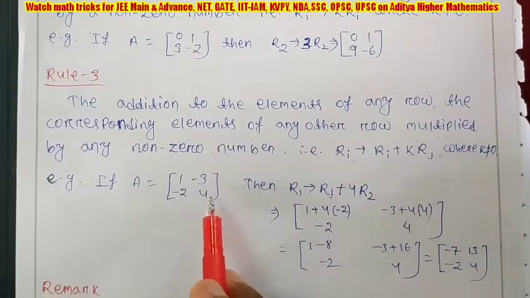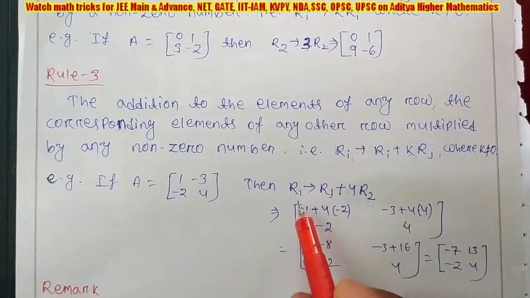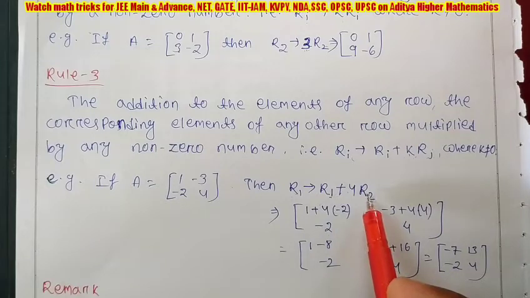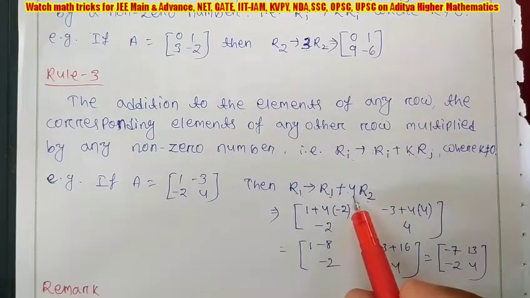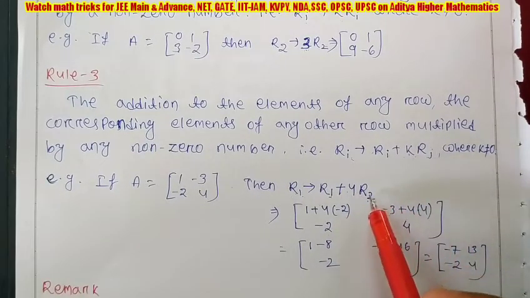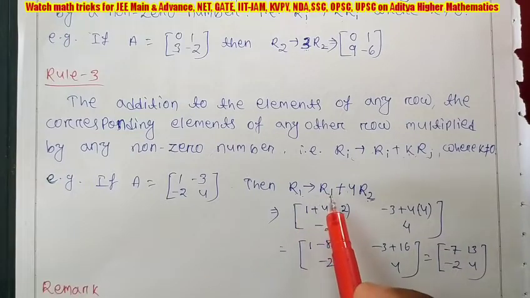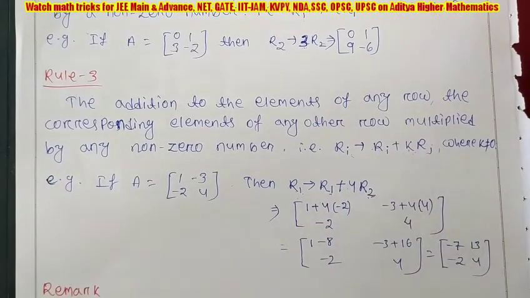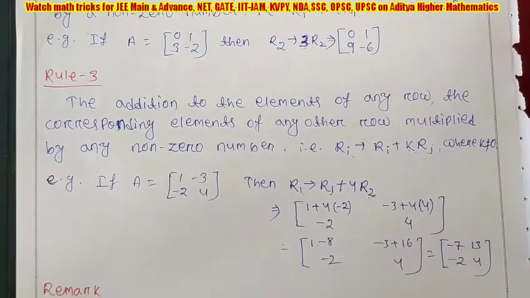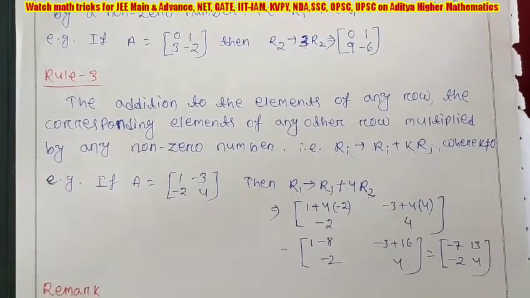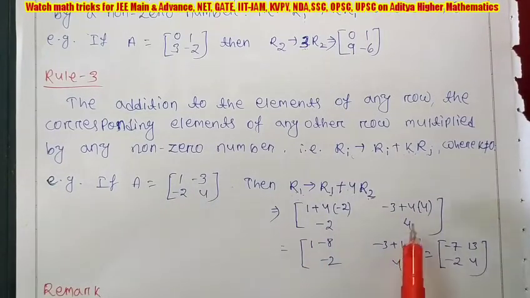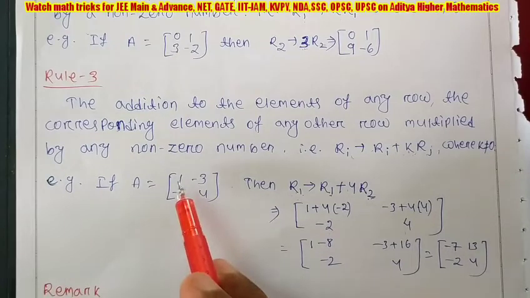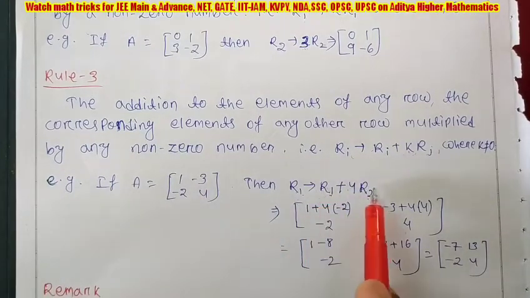1, minus 3, minus 2, 4 is given. Then what I am applying here is R1 changes to R1 plus 4R2. Compare this: i we are taking 1, and the k value I am taking is 4. It must be non-zero, and j I am taking 2. So I am changing R1 to R1 plus 4R2. That means from any given row you can add another row multiplied by some non-zero constant. Here we are changing only R1, so R2, minus 2, 4, you write the same as before, but you change R1 using this rule, R1 plus 4R2.